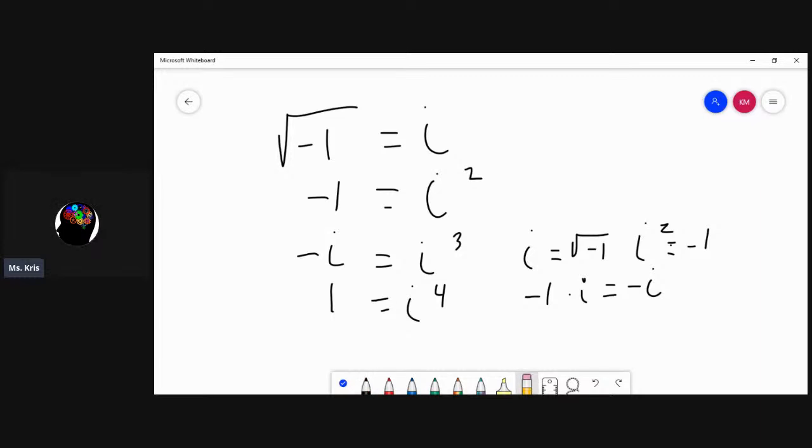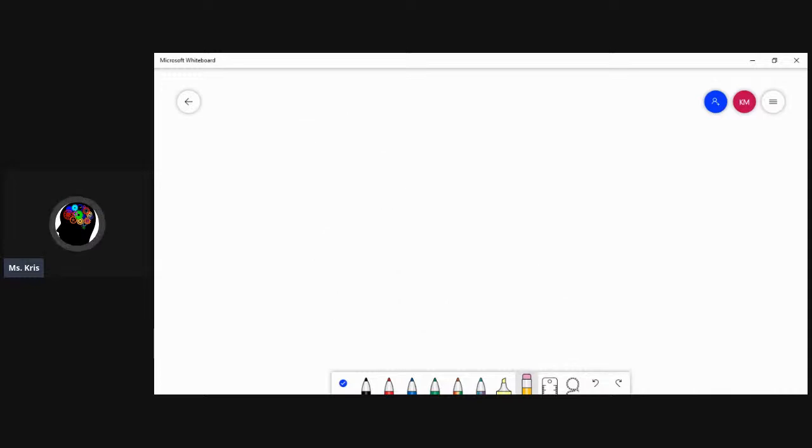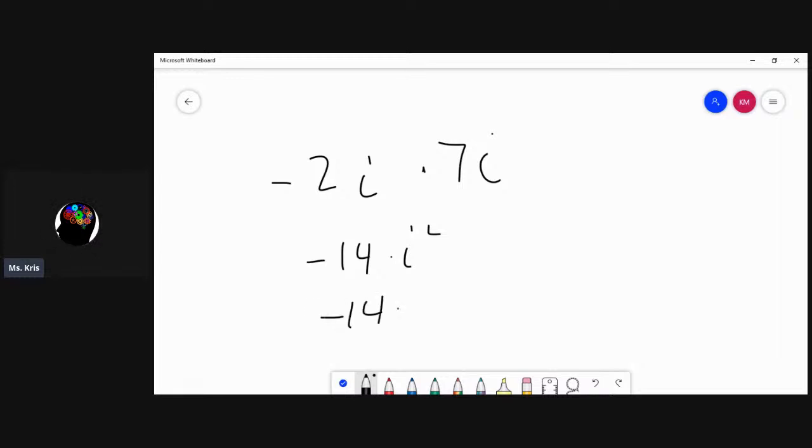All right. So now, multiplying imaginary numbers. Say, for instance, you have a -2i times 7i. Well, -2 times 7, that's a -14. i times i is i squared. And we know that i squared is -1. Therefore, the answer is 14.